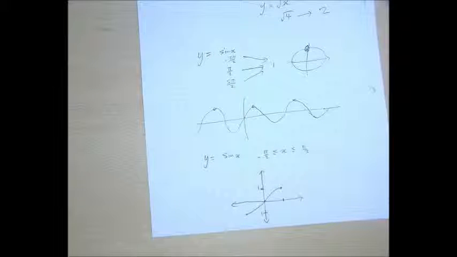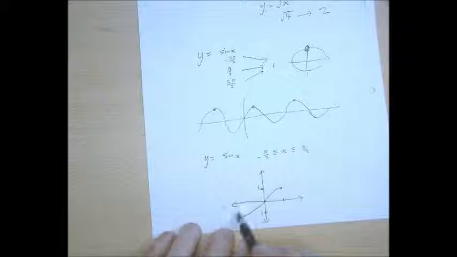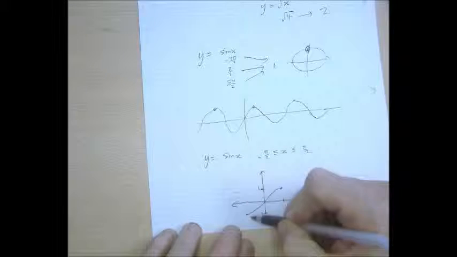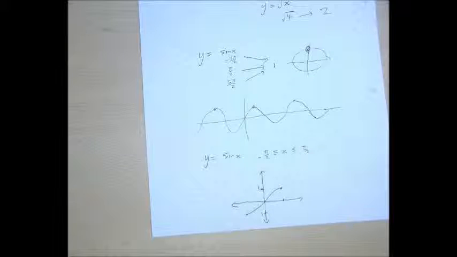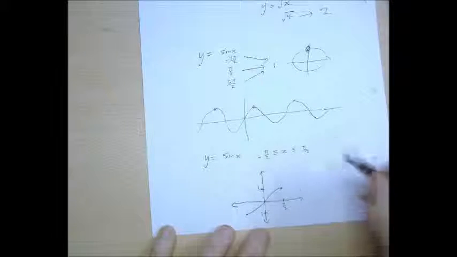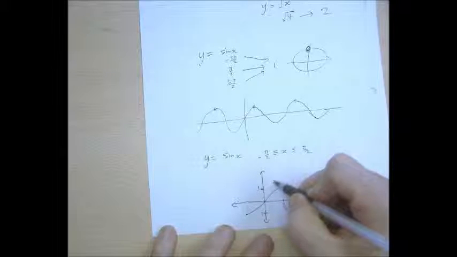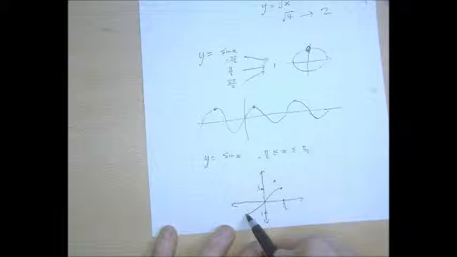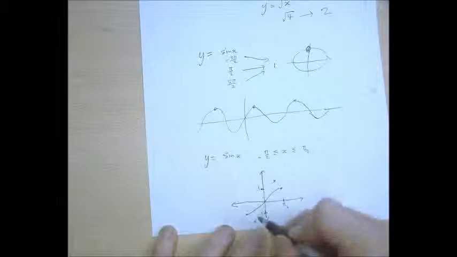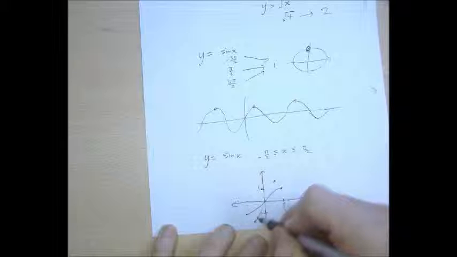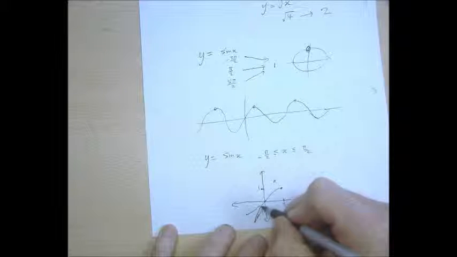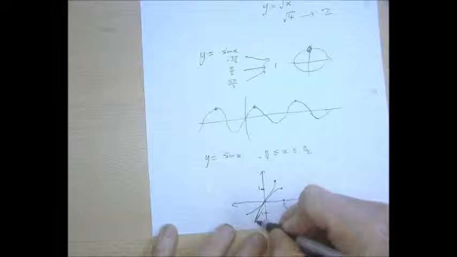Now, that is 1 to 1 because horizontal lines only cut once, so therefore it's not many to 1. Also, vertical lines only ever cut once, so therefore it's not 1 to many, and therefore it's 1 to 1. Now the inverse of that is just a reflection in y equals x. So this is pi over 2 comma 1, so we're going to have a point which is 1 comma pi over 2. There it is. This is negative pi over 2 comma negative 1, so we're going to have a point which is negative 1 comma negative pi over 2, which is there. And so this graph that I'm drawing is the graph of the inverse. And it's 1 to 1 because the original function was.